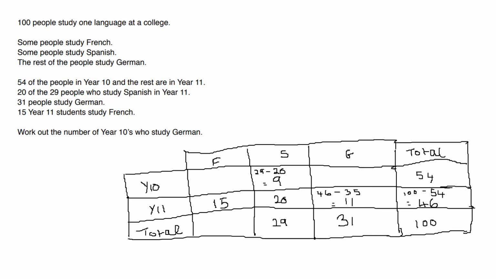German. So I can now answer my question, work out the number of year 10s who study German. And that's going to be 31 take away 11, which will equal 20. So the answer to my question is 20.